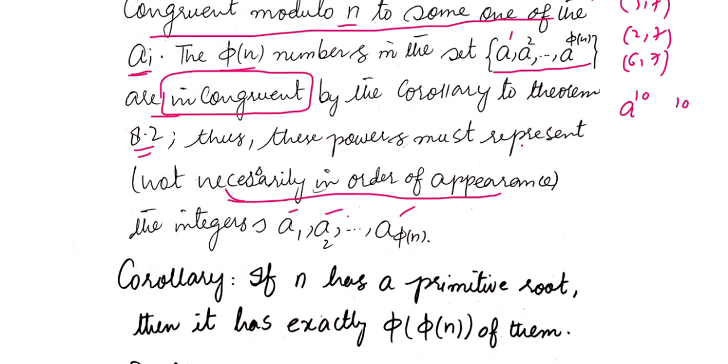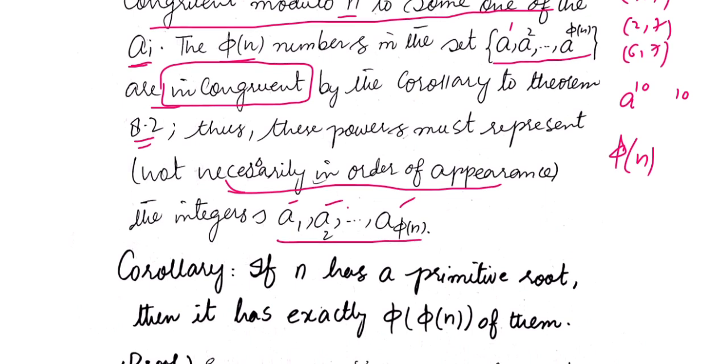So what have we proved? We have proved that there are exactly phi of n numbers. They are all different, and further, their powers must represent one of the integers. So this is the concept of this theorem. I hope now you have a clear understanding of this theorem.